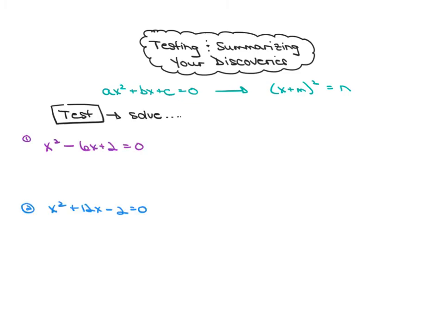All right, let's start by testing your discovery. To test, I have two quadratic equations here that cannot be factored, and they also can't initially be solved using the square root method. So go ahead and use your discovery and your technique and see if you can solve them. Pause me, and then come back when you're ready.